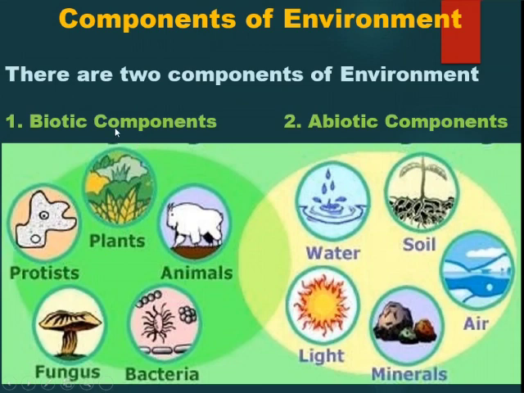Biotic components are those components which have life, like plants, animals, bacteria, fungus, protists. It means all living organisms are biotic components. While water, soil, air, minerals, light, pH, relative humidity, temperature, all lifeless components are considered as abiotic components. We can say that abiotic components are those components which do not have life, but they sustain life. So they are very essential.